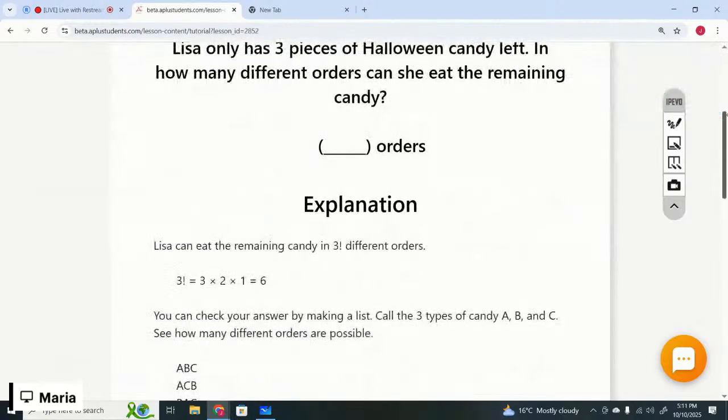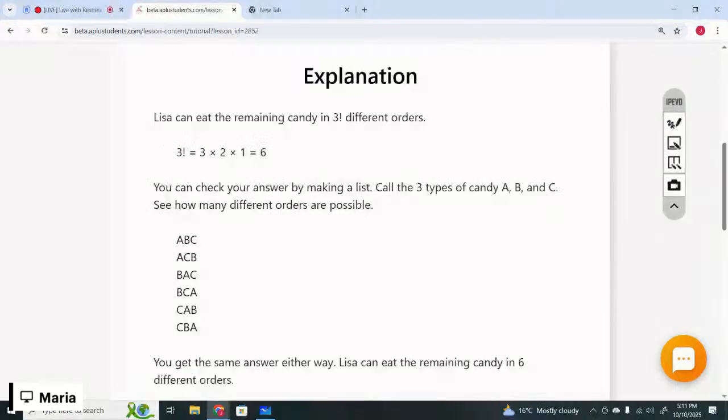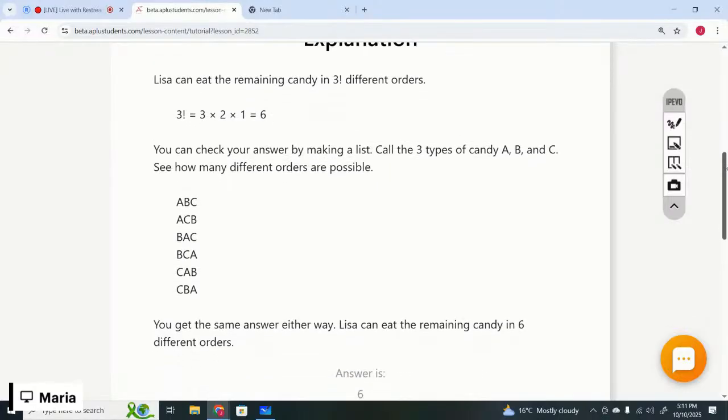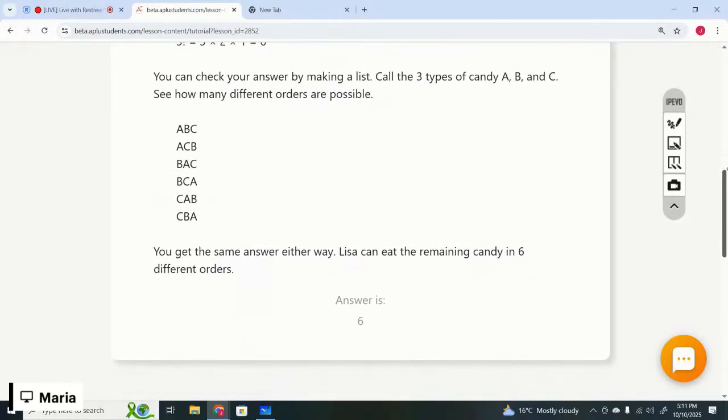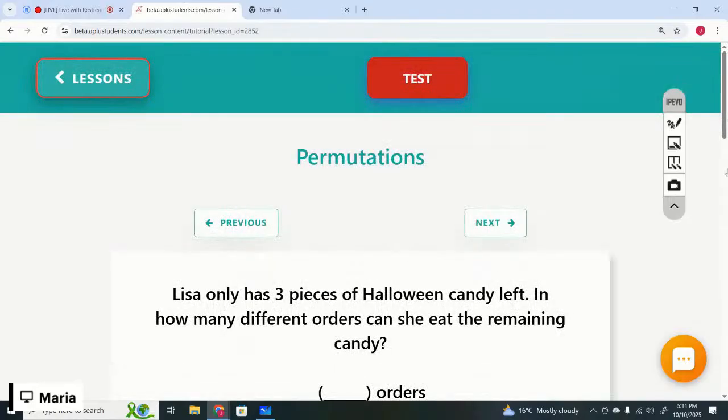Lisa only has 3 pieces of Halloween candy left. How many different orders can she eat the remaining candy? Lisa can eat the remaining candy in 3 factorial different orders. So we need to calculate the factorial. That is, we need to multiply all the numbers from 1 to 3. So 3 times 2 is 6. So the correct option is 6. That means she can eat the remaining candies in 6 different orders.